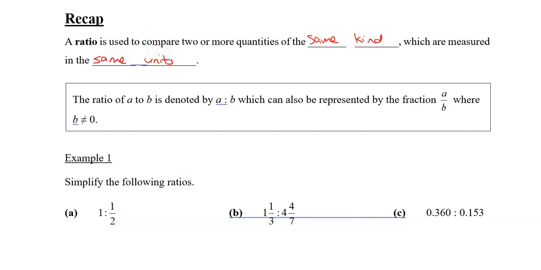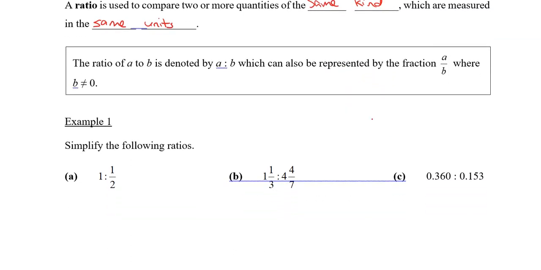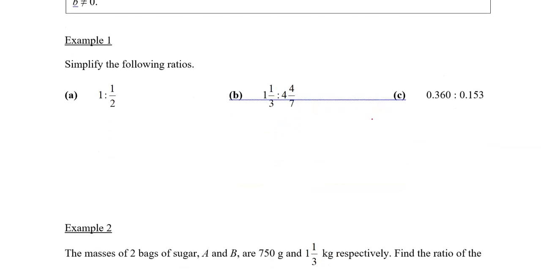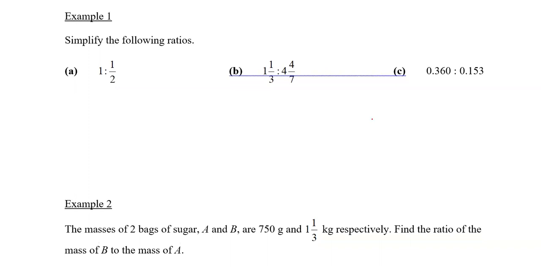A very key concept here: the ratio of A is to B is denoted by A is to B, with a colon symbol, which can also be represented by a fraction A over B, where B cannot be equal to 0 if you represent it in the form of a fraction. Some simple examples here. How do we simplify a ratio?